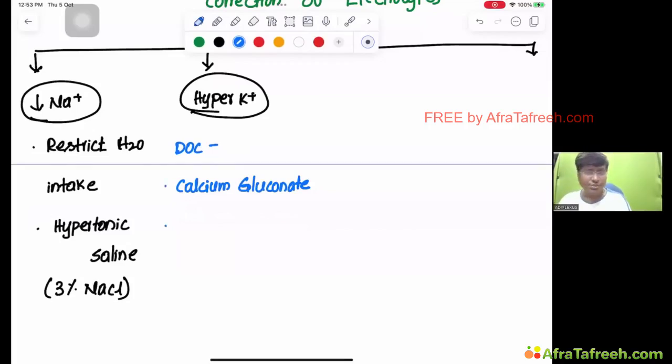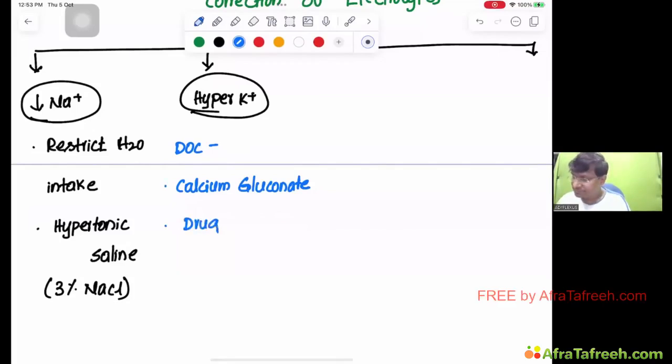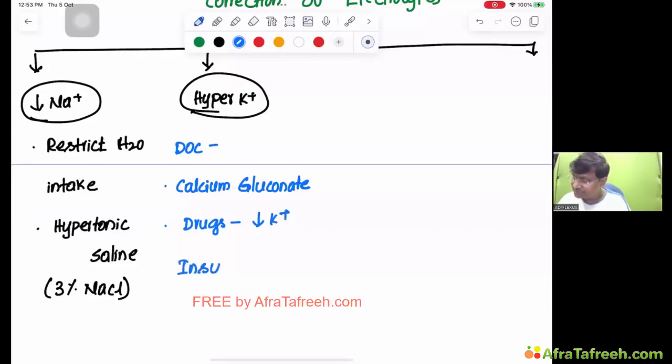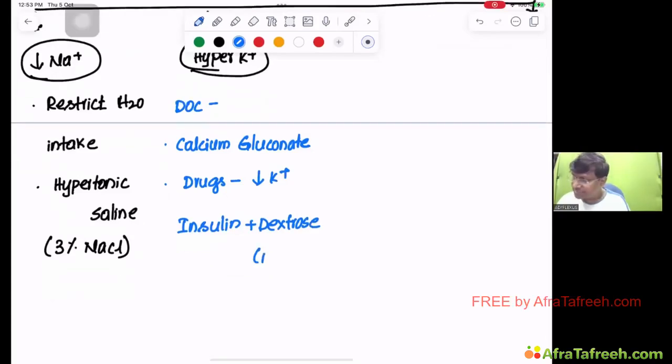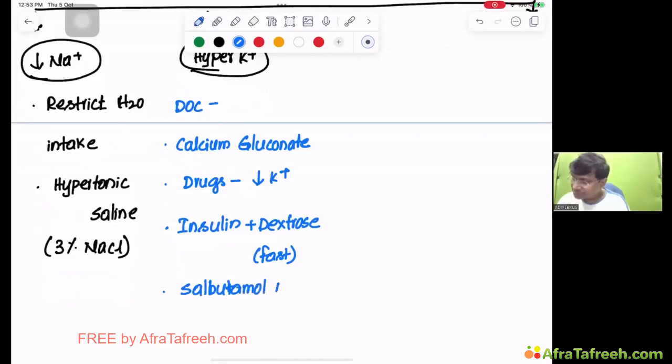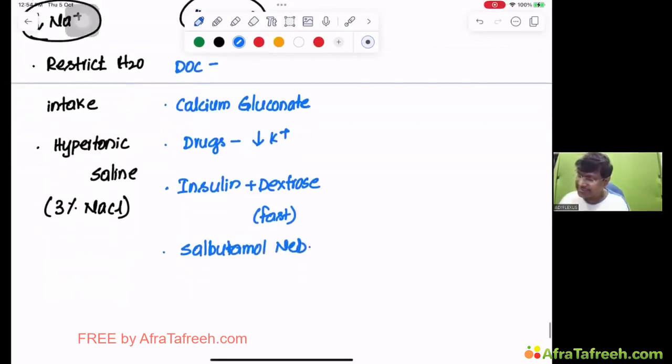Then you should give the drugs which will reduce the potassium. What are the drugs that will reduce the potassium? The earliest and fastest reduction of the potassium can be done by insulin plus dextrose. Among all, the fast correction can be done by insulin plus dextrose. And the other drug which will reduce the potassium levels is salbutamol nebulization.